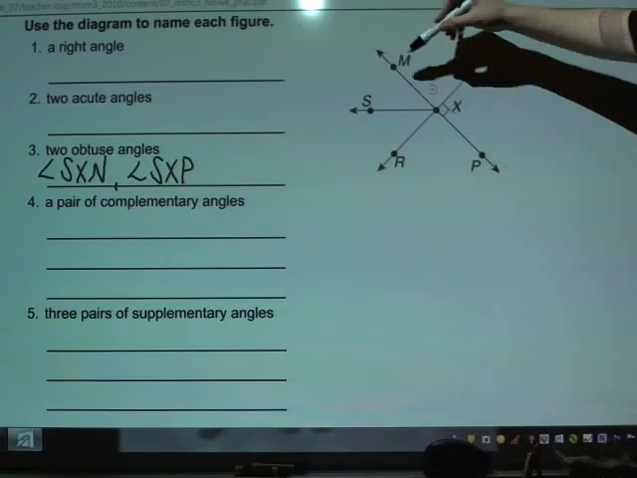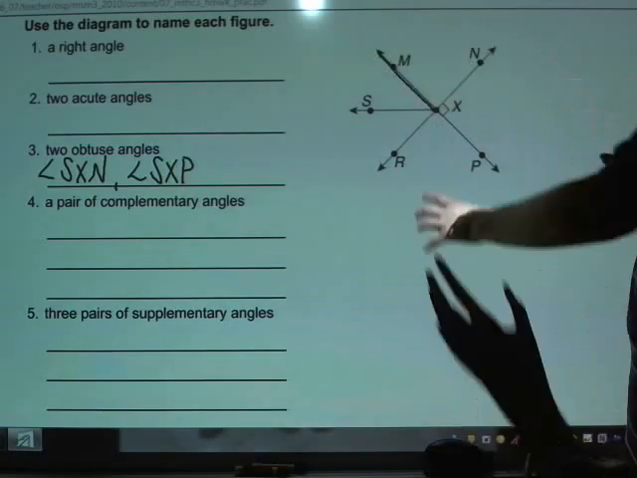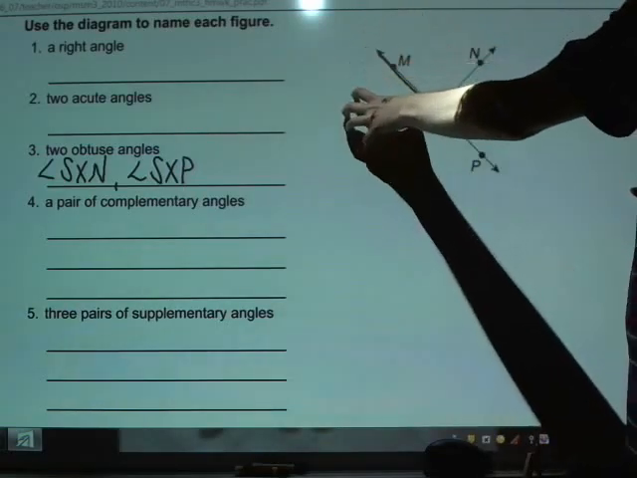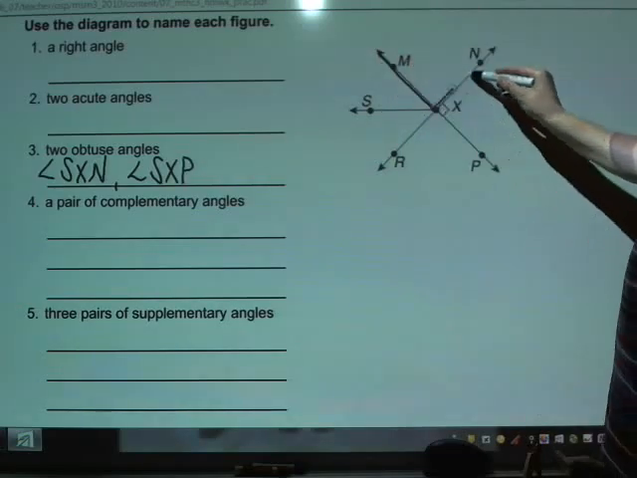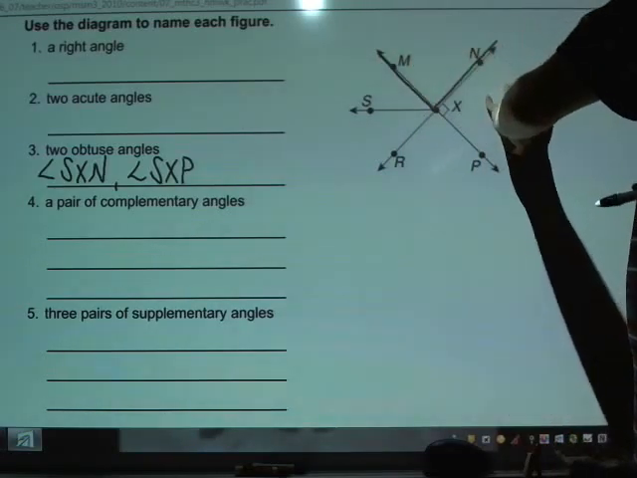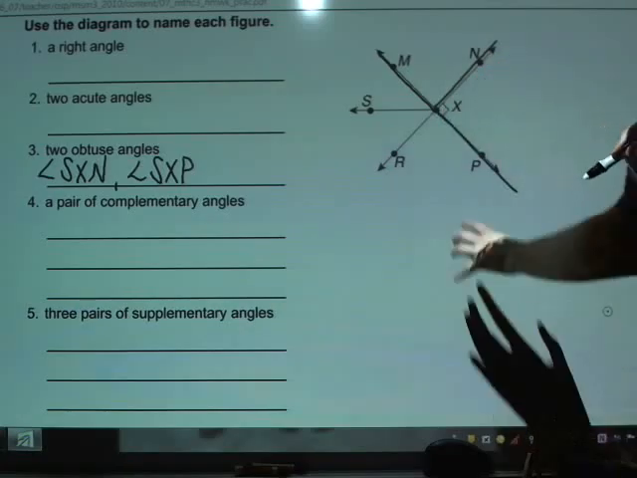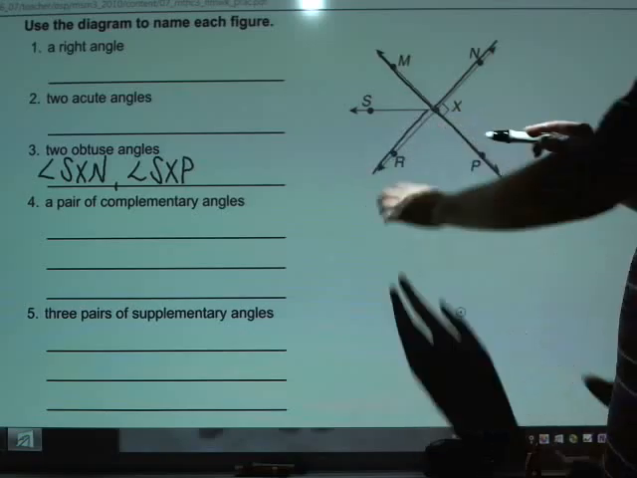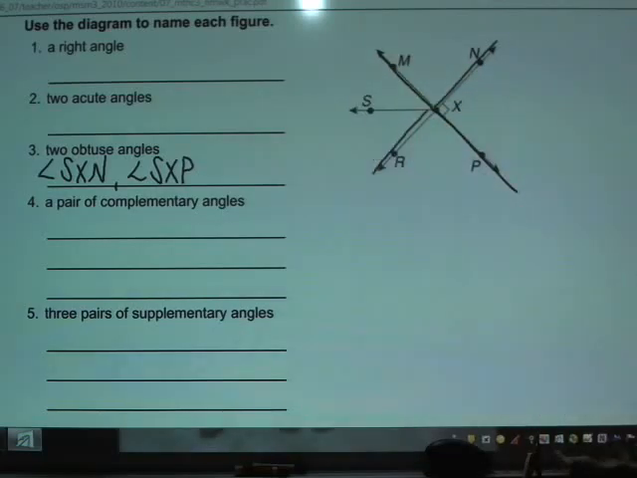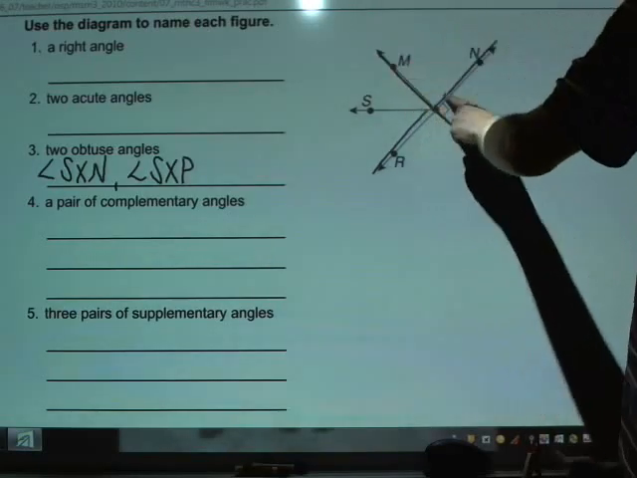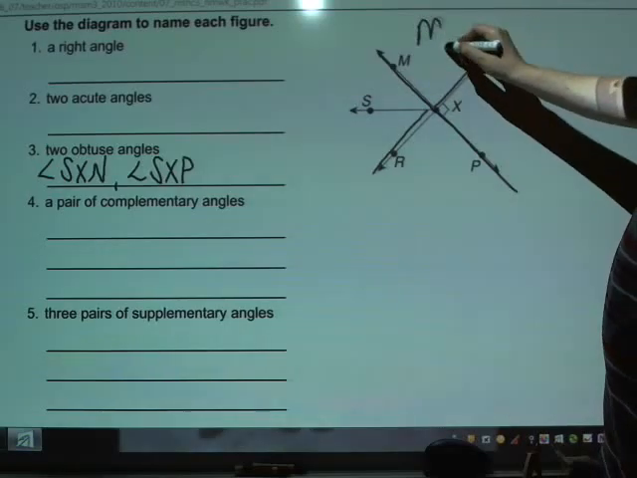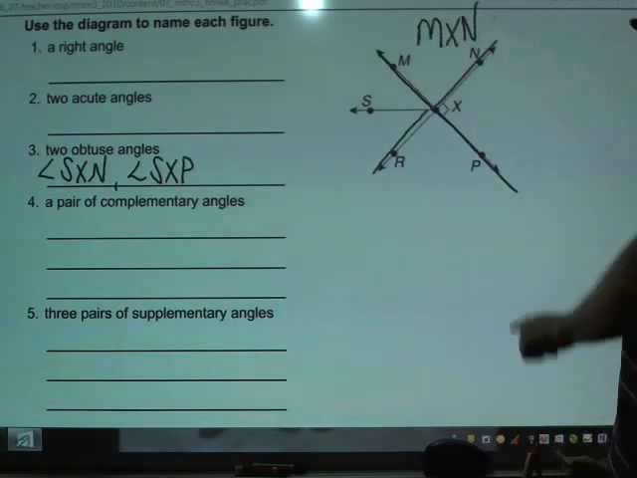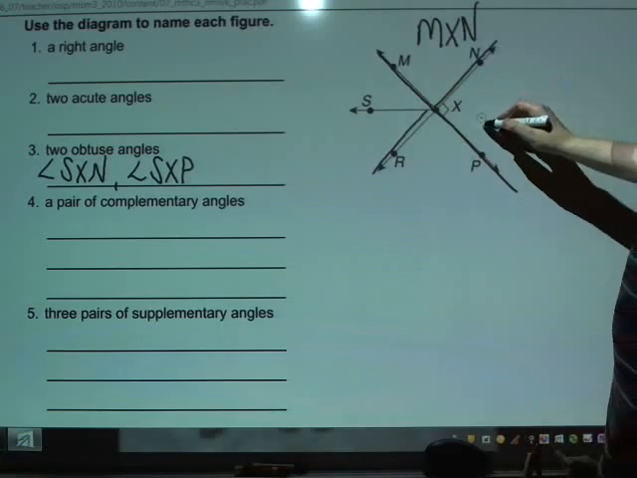As you can see, this part of the line connects these 2 L chunks. This line here connects these 2 L chunks. This line here connects these 2 L-shaped chunks. And this line here connects these 2 L-shaped chunks. So we actually have 4 different sets here, and we only need 3 sets. For instance, this one here, MXN, we can match that one up with NXP.